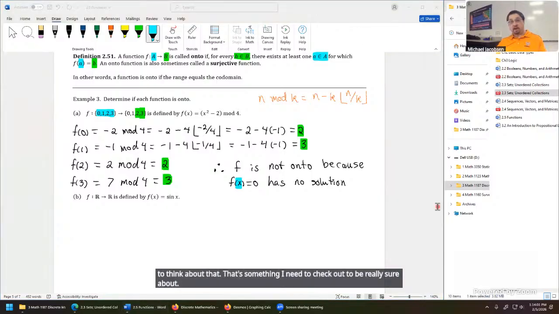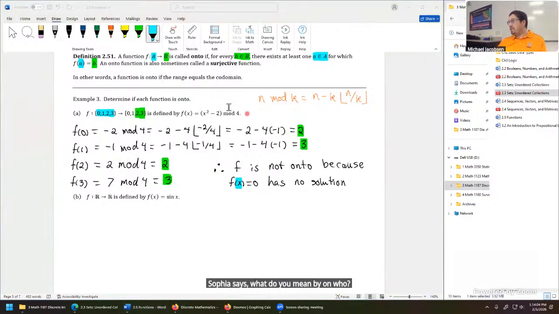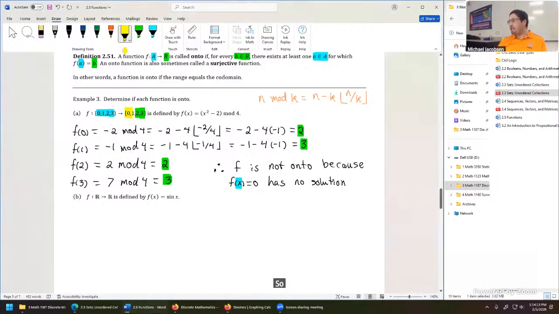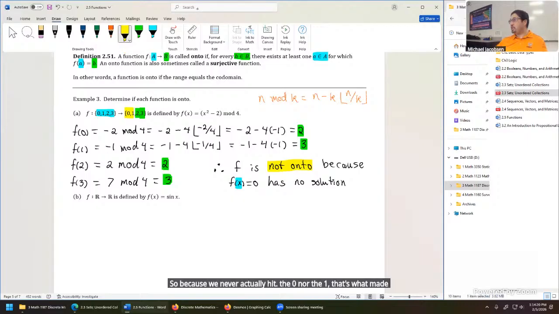Sophia says, what do you mean by onto? By onto, what we mean is every element that we map here, if it is onto, would have an output that includes both of these values. So because we never actually hit the 0 nor the 1, that's what made it not onto.